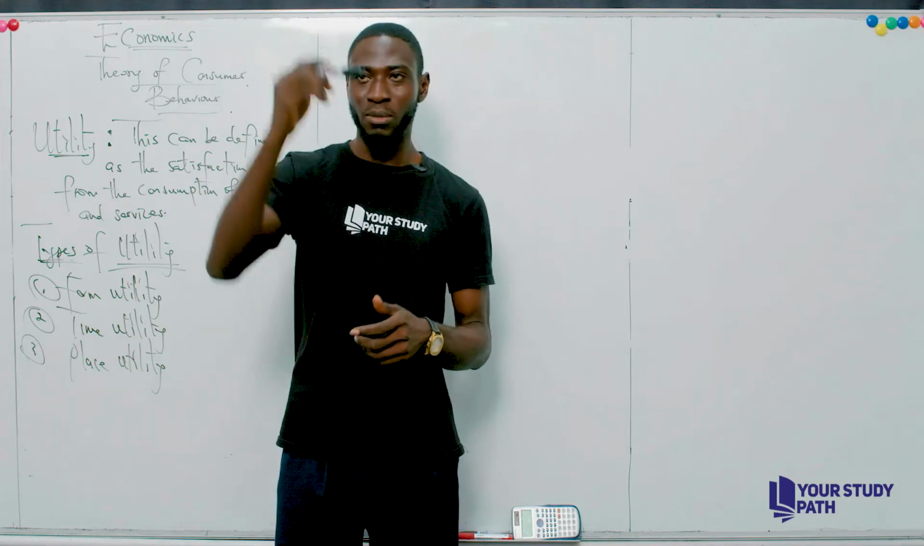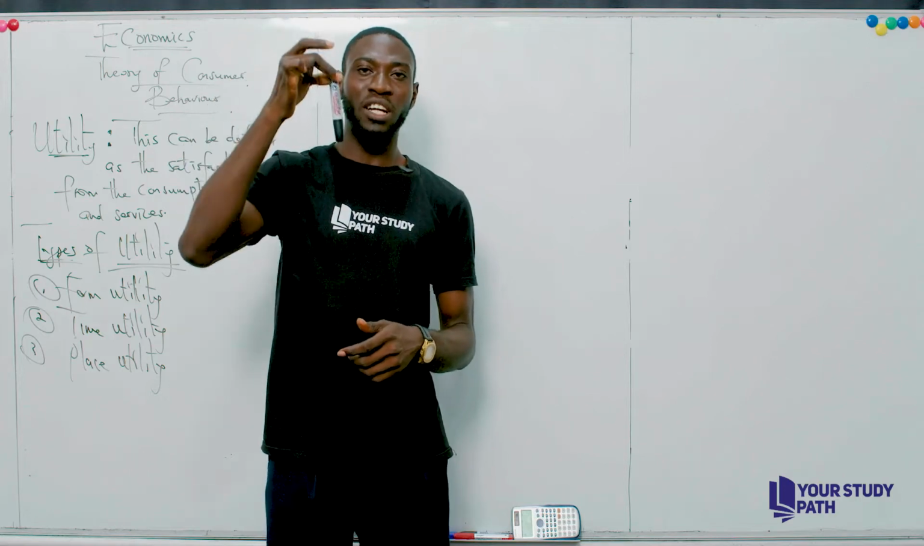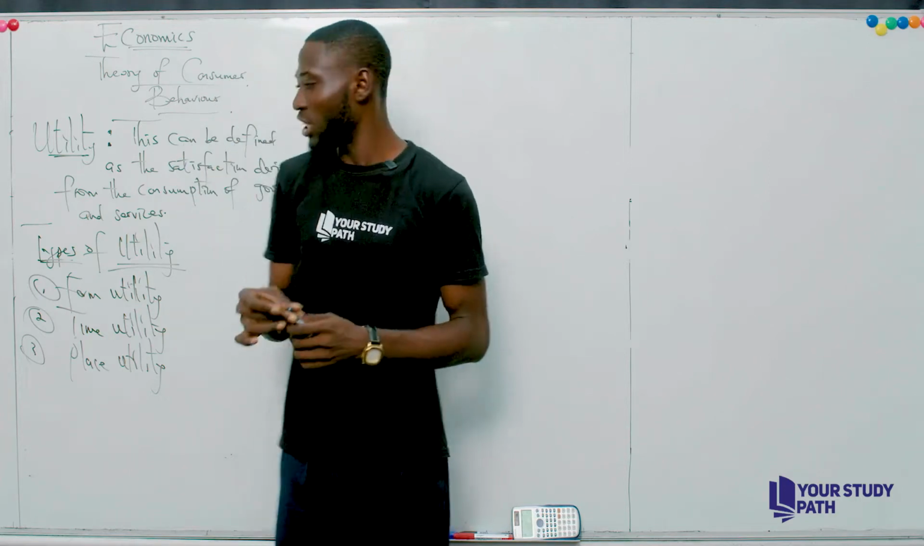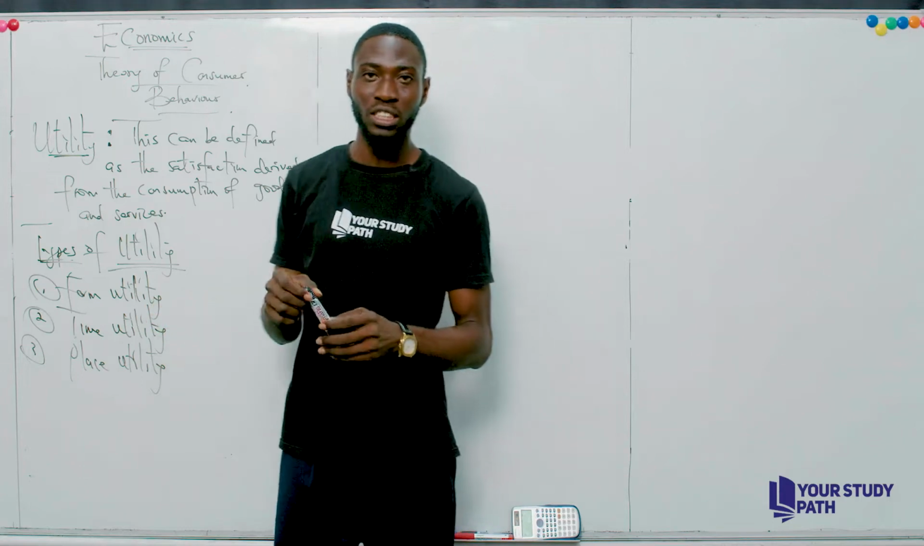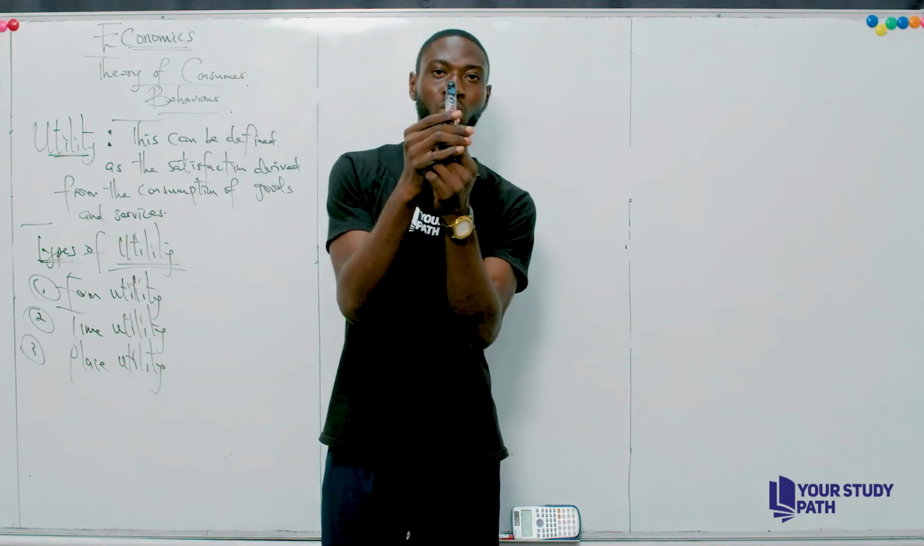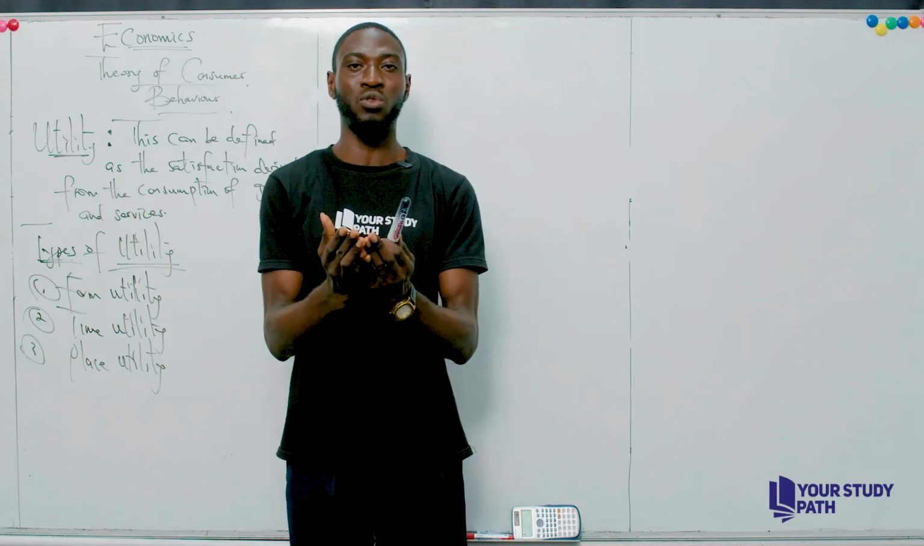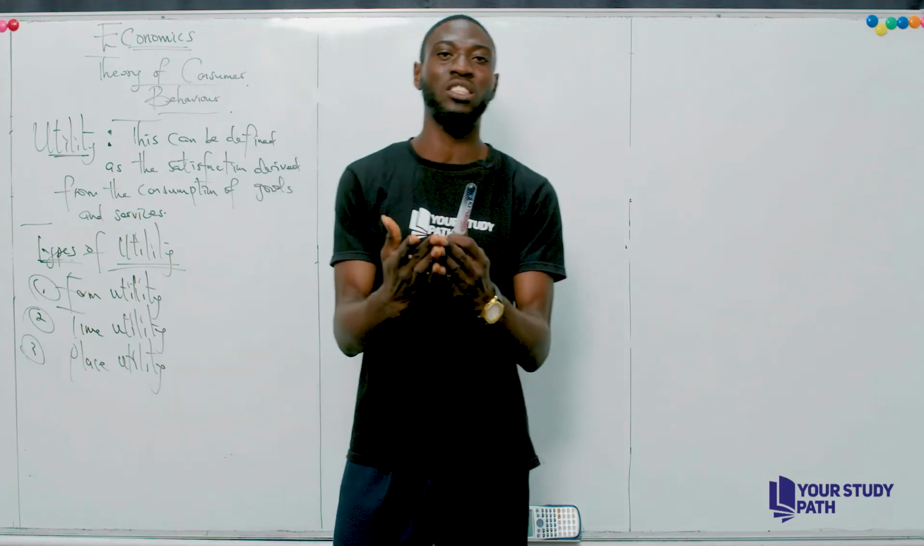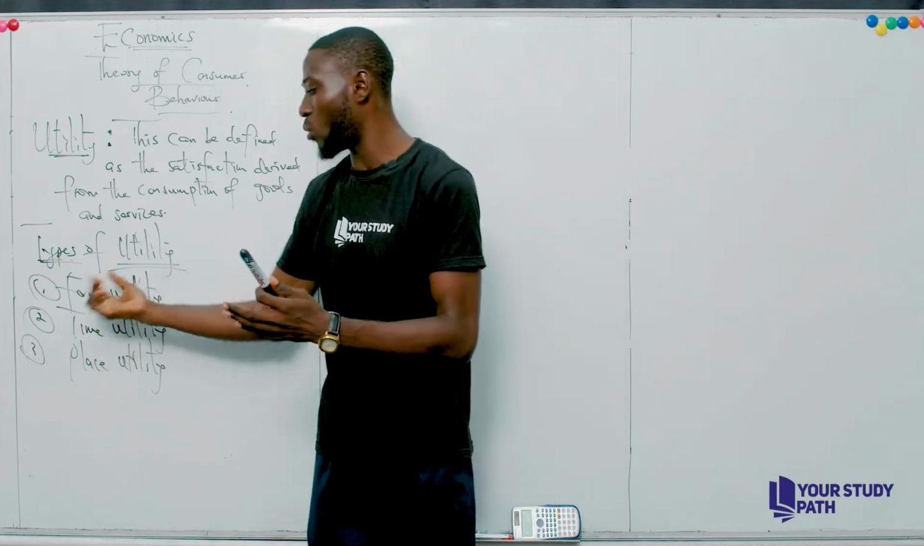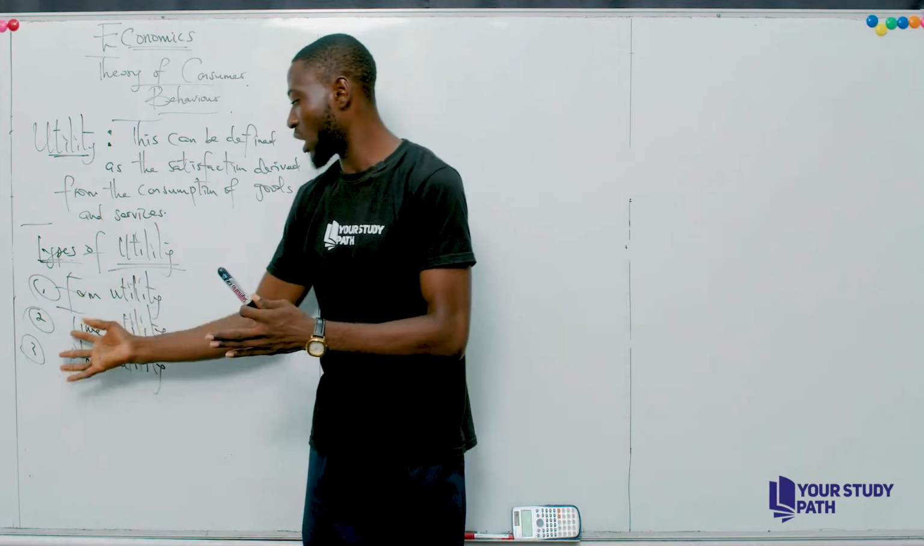Now, take a look at this marker. The satisfaction I'm deriving from using this marker directly is what I call the form utility. So the form is just talking about the product you are using. That's the product. So the product has this capability of giving you a particular satisfaction, which is the form utility.